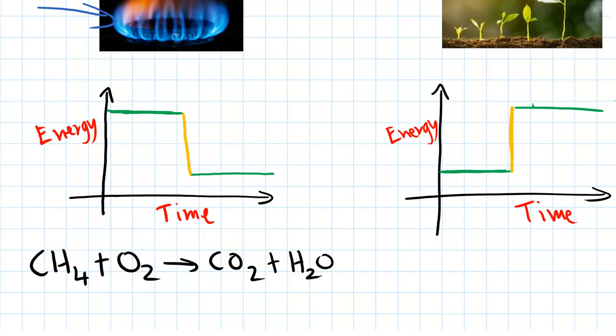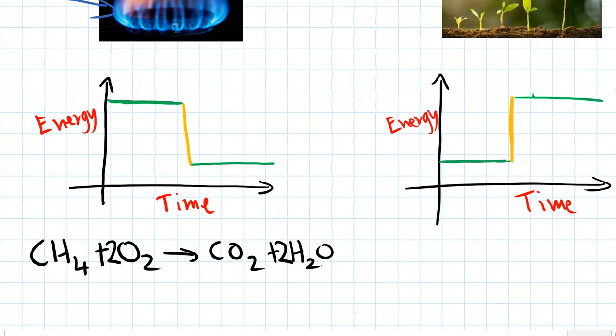So to quickly balance this equation, our carbons are balanced, our hydrogens aren't balanced though, so we're going to need to make two waters. That means our oxygens aren't balanced because we've got 4 on the product side. So we're going to need to have 2 molecules of O2 to balance our oxygens. Okay. Now that we've balanced our equation, we've got our reactants here and our products here.